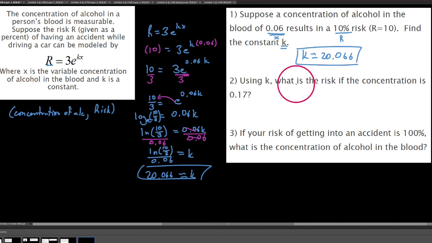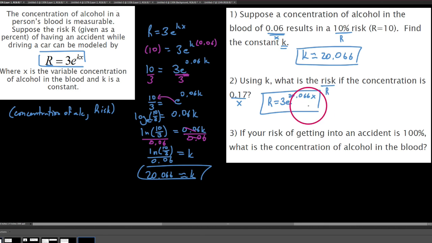Now that we have this k, it says using k, what is the risk if the concentration is 0.17? You'll notice a few things here. The first thing is that we're looking for the R value on our model. This is our model right here. And what we've been given is some X value, or blood alcohol concentration. It also says using k. So our model has been refined: 3e to the kx now becomes 3e to the 20.066x. This is our model in this particular situation that maps the fact that 0.06 is the BAC for a 10% risk.